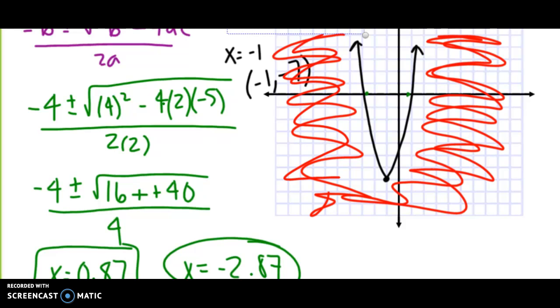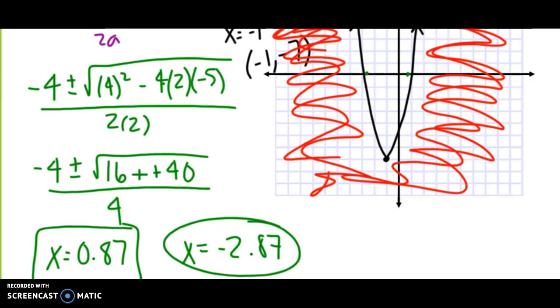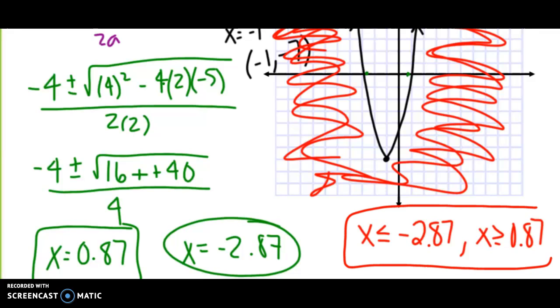And so then my solution set is going to be x is less than or equal to negative 2.87, and x is greater than or equal to 0.87. So my solution set is both of those. Less than negative 2.87 and also greater than 0.87.